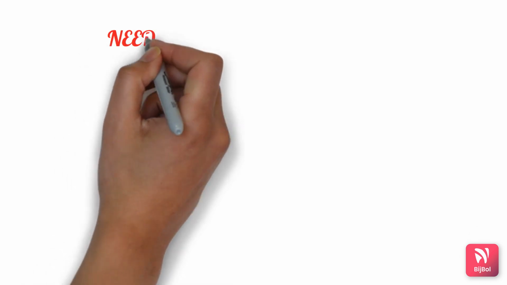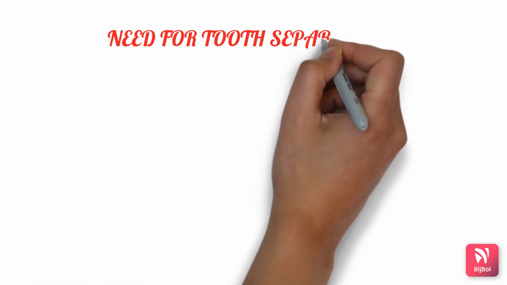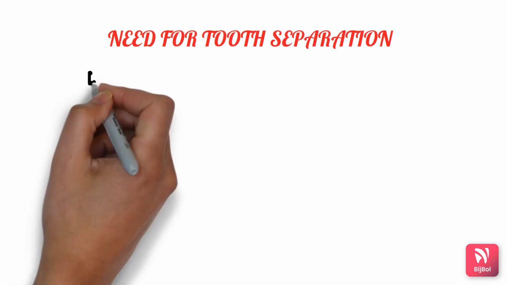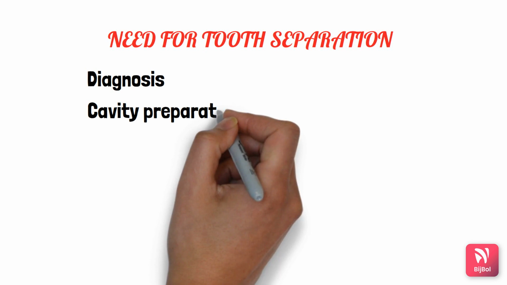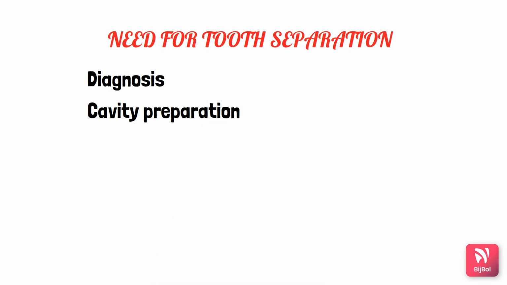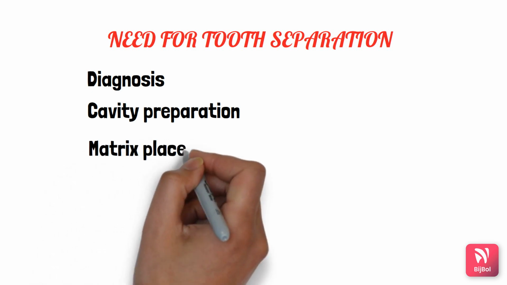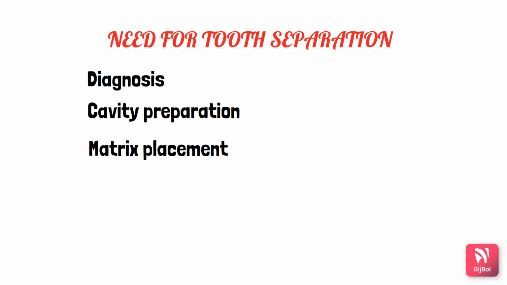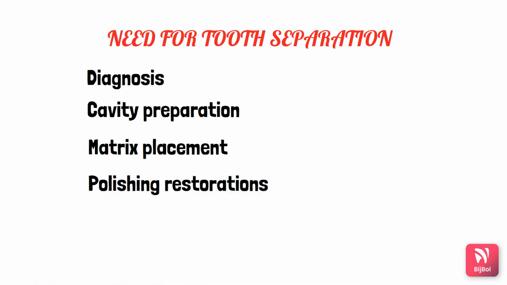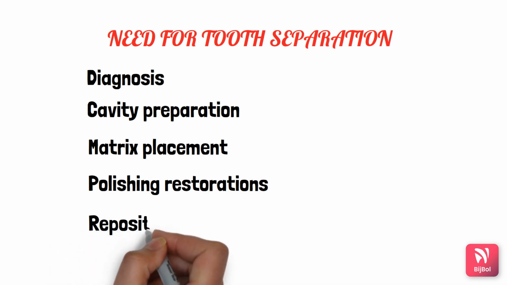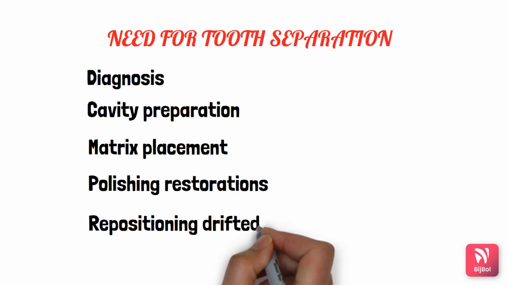Now we'll see the need for tooth separation. The teeth may need separation for the diagnosis of interproximal caries, and also for cavity preparation as a means of convenience form, providing adequate access to the proximal cavity preparations. It is also needed for matrix placement, to create a space for inserting matrix bands, and for polishing restorations with ease in class 3 and class 4 restorations, and for the repositioning of drifted teeth due to caries or faulty restorations.